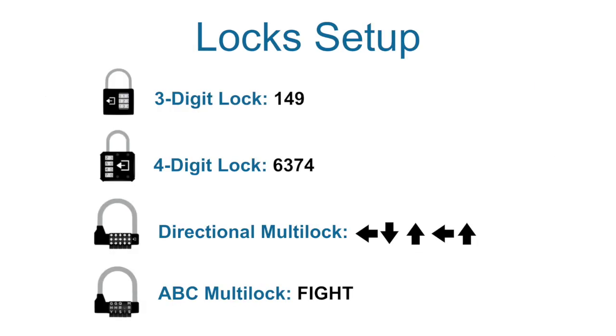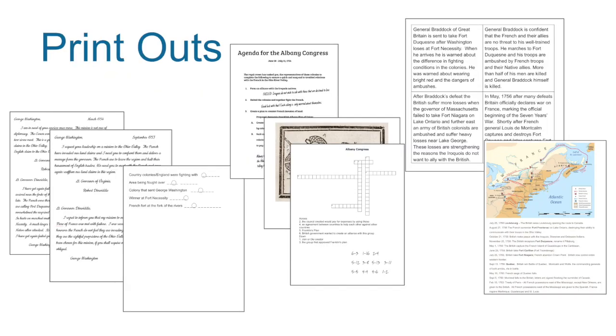Set up your locks as follows. The 3-digit lock, 149. 4-digit lock, 6374. The directional lock, left, down, up, left, up. And the letter lock to the word fight. You will need to print out all the clues that are found in the resource file.